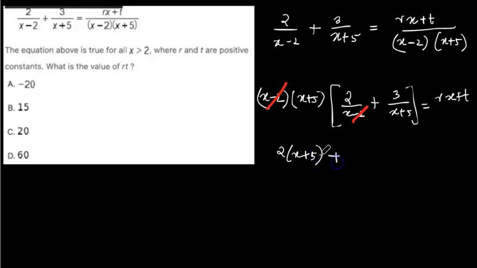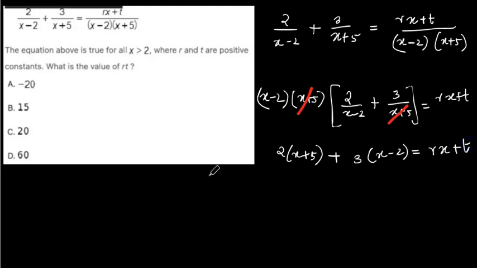And then when I multiply the x minus 2 times x plus 5 with the second thing in the parenthesis, I can cancel out x minus 2, x plus 5 and x plus 5. So I'll be getting 3 times x minus 2, which is equal to rx plus t. So right now I got to these terms.